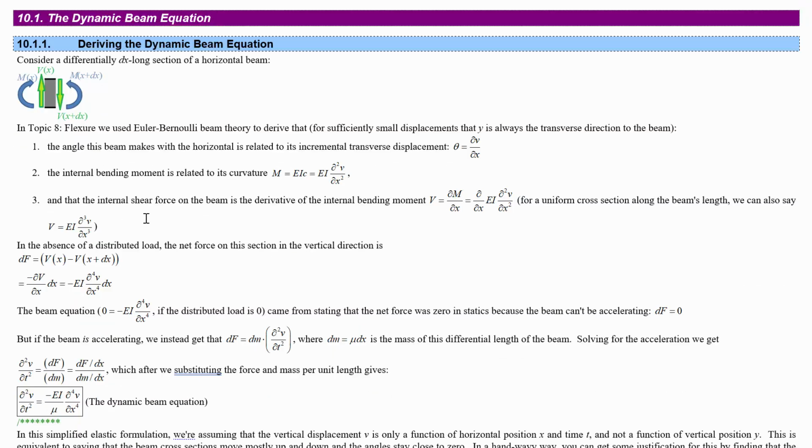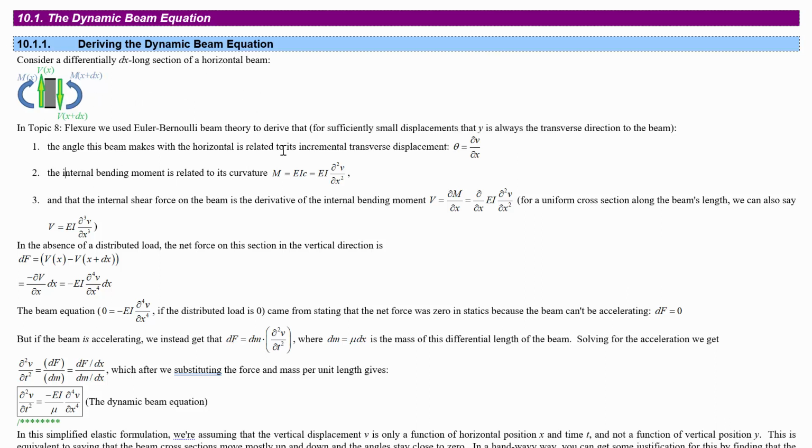So let's get cracking. Consider again a differentially long, a dx long little segment of a beam that has the shear force and bending moment applied to it like this. So we've got a shear force and bending moment on the left at position x, and then at position x plus dx applied on the right in opposite directions. These are applied by the pieces of the beam to the left and right of this little segment, respectively. In topic 8, we worked out that the angle that this makes with the horizontal is related to the slope of the vertical displacement, the transverse displacement. And for small displacements, this direction is always just in y if we're extended in x here.